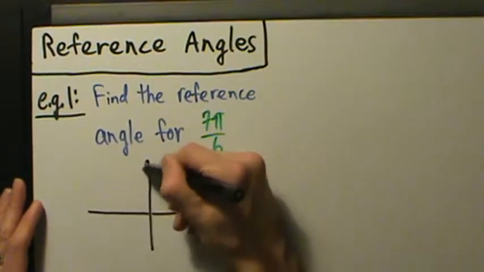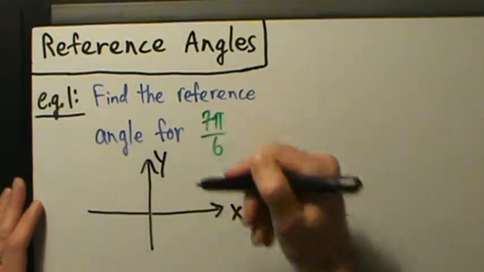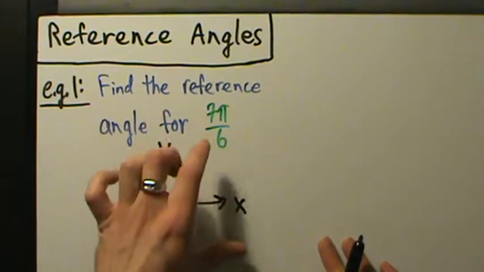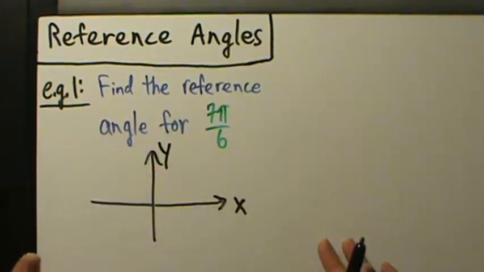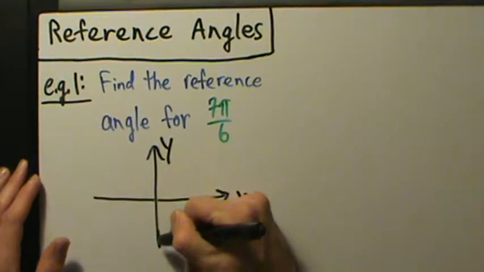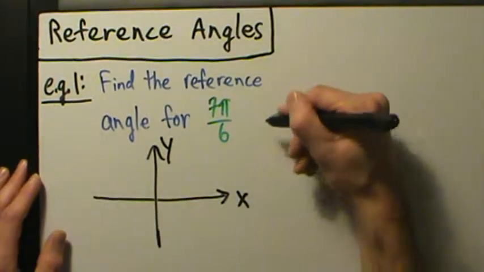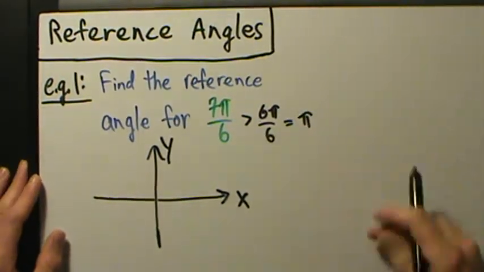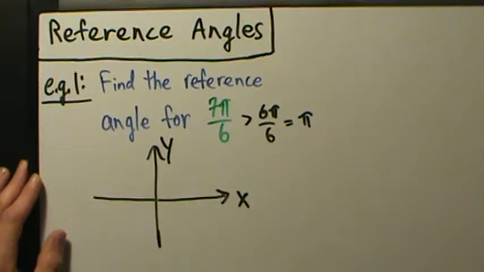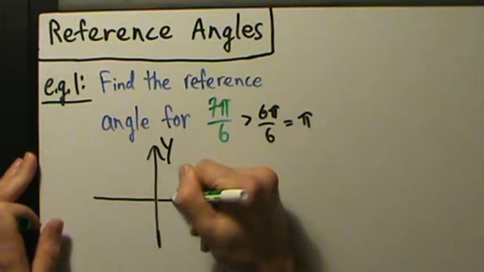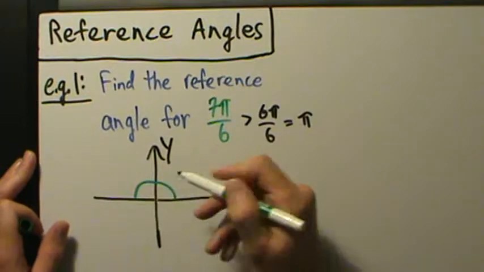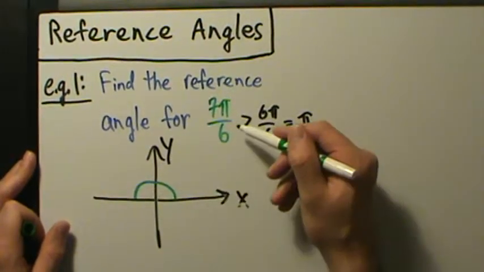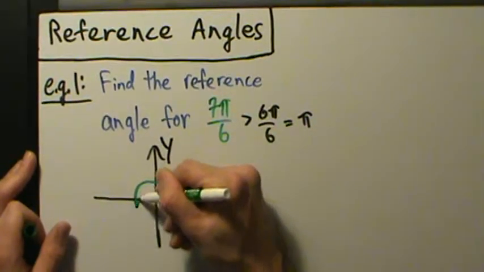Now this is an angle on the unit circle, so we ought to know where it is, but in general for reference angles we don't have to know exactly where the angle is, we just have to know what quadrant it's in. So what quadrant is this guy in? It's in the third quadrant, right? Because 7 pi over 6 is slightly larger than 6 pi over 6, and 6 pi over 6 equals pi. Pi radians puts us across to right here. That's the same thing as 6 pi over 6. 7 pi over 6 is a tiny bit larger than that, so that's going to put us right about here.